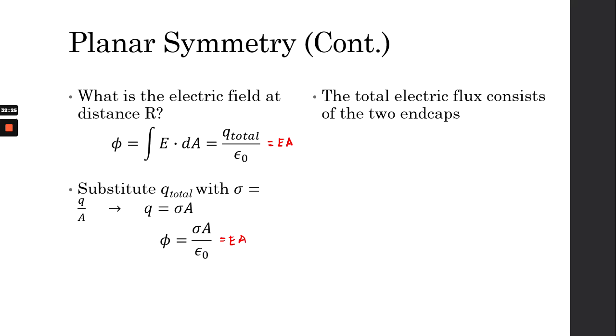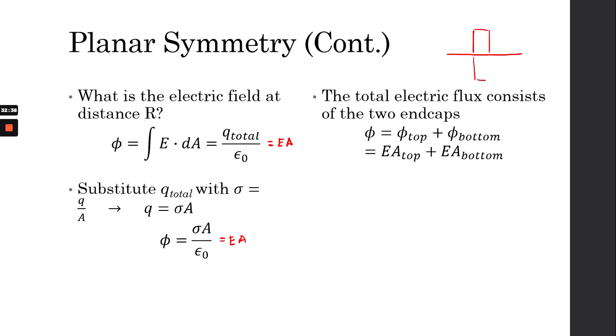And the total electric flux consists of two end caps. So remember, if this is our surface and this is our cylinder, which has the same length, there is no electric flux at the side. All the electric flux is happening at the end caps, right? So we have our electric flux at the top and we have our electric flux at the bottom.